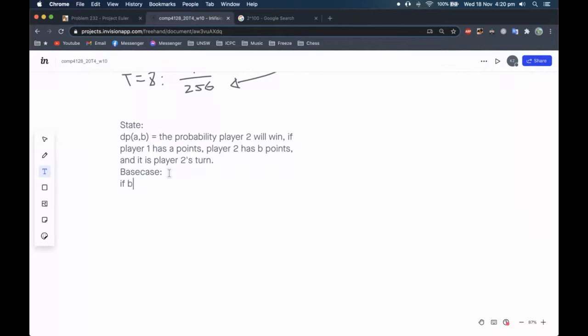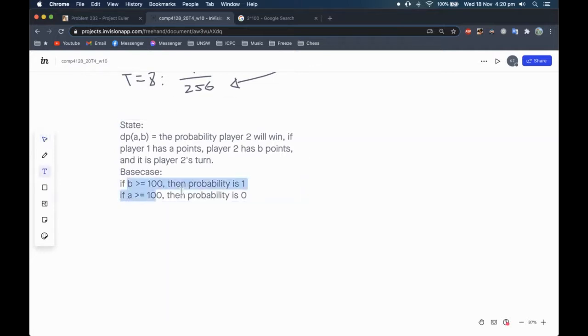So if B is larger than or equal to 100, remember, B is player 2's score, then the probability is 1. If A is larger than or equal to 100, then the probability is 0. Hopefully that makes sense. If we reach 100, we're definitely winning. If we're at a state where A is over 100, then the probability is 0.